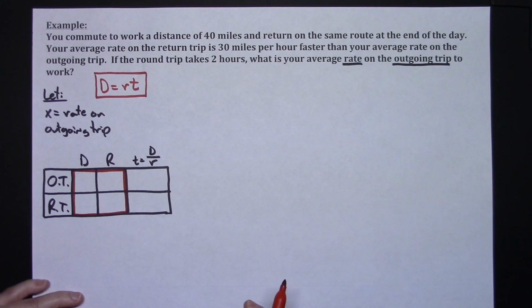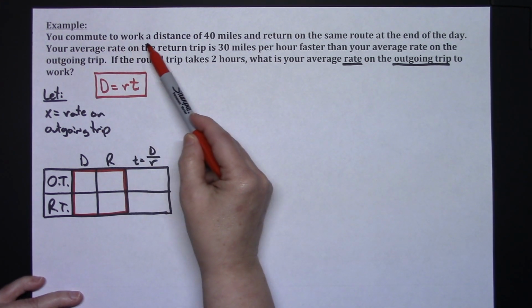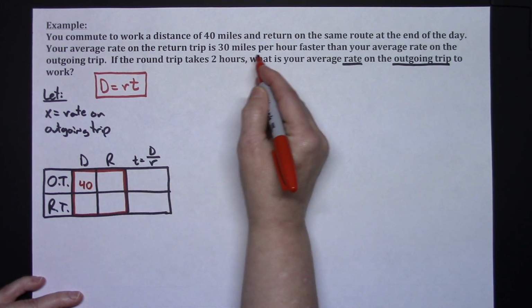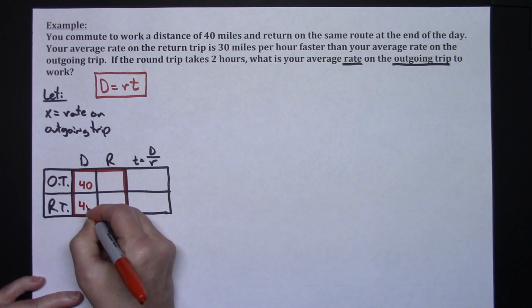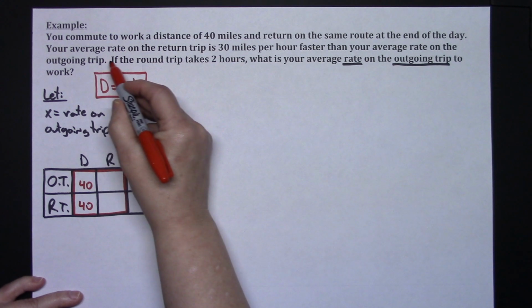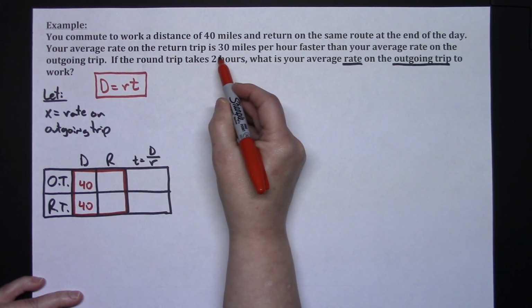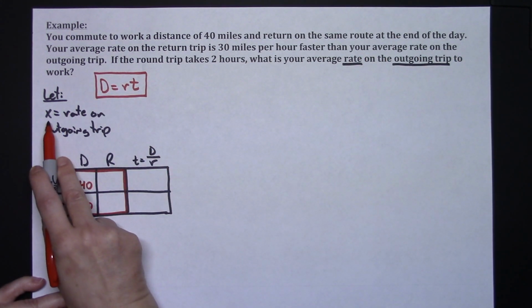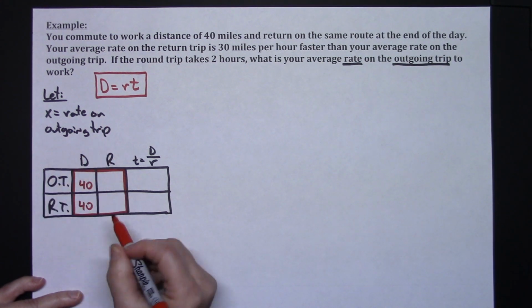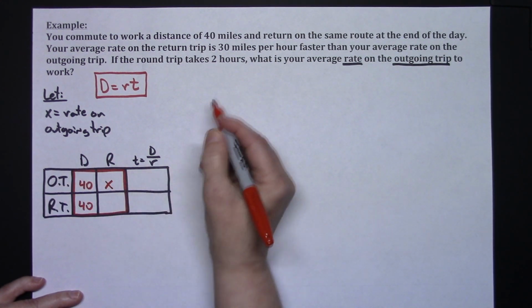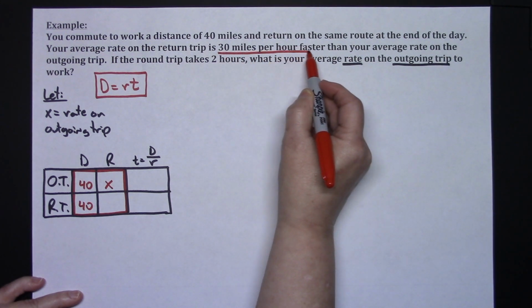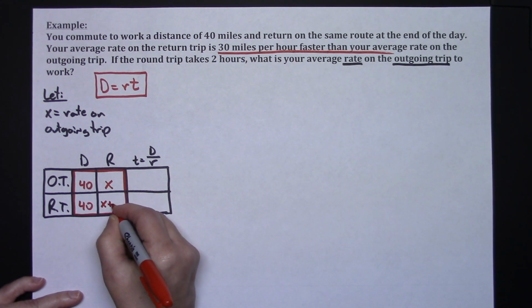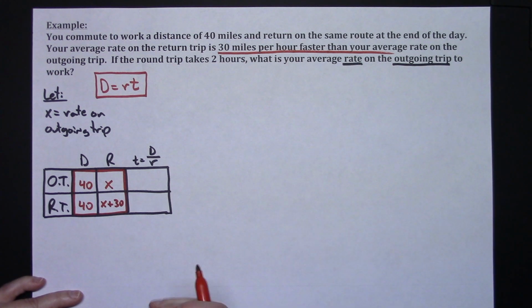Okay, so let's go back up to the story problem and see what we've got here. It says you commute to work a distance of 40 miles. So the outgoing trip is going to be 40 miles. And return on the same route, so 40 miles on the return trip as well. Your average rate on the return trip is 30 miles per hour faster than your average rate on the outgoing trip. We said we were going to let x be the rate on the outgoing trip, so on the outgoing trip my rate is x. The return trip is 30 miles an hour faster, so my rate is x plus 30. All of that came from the story problem.